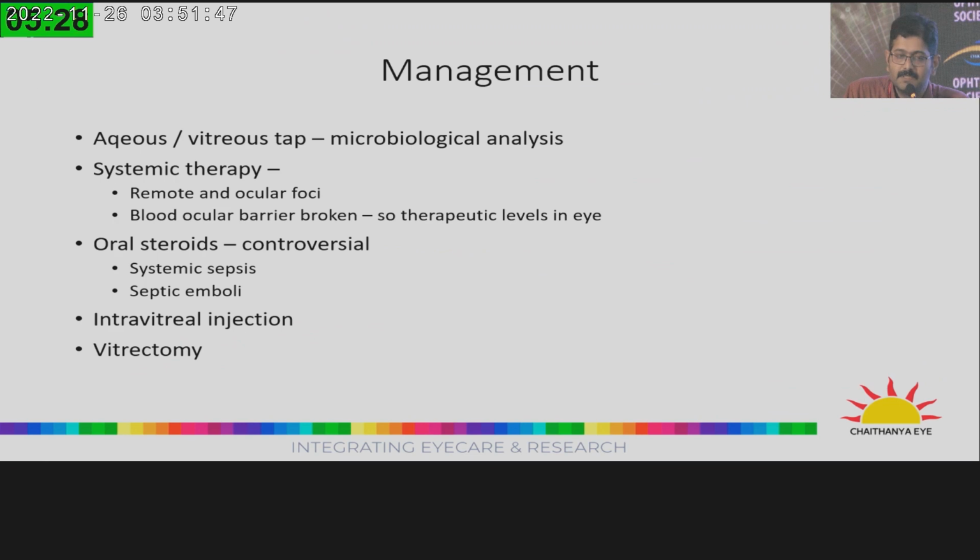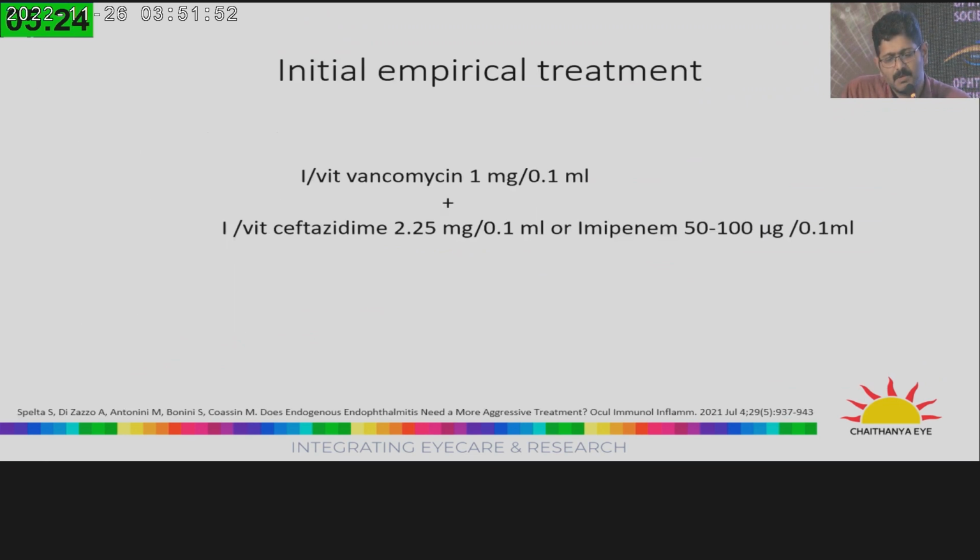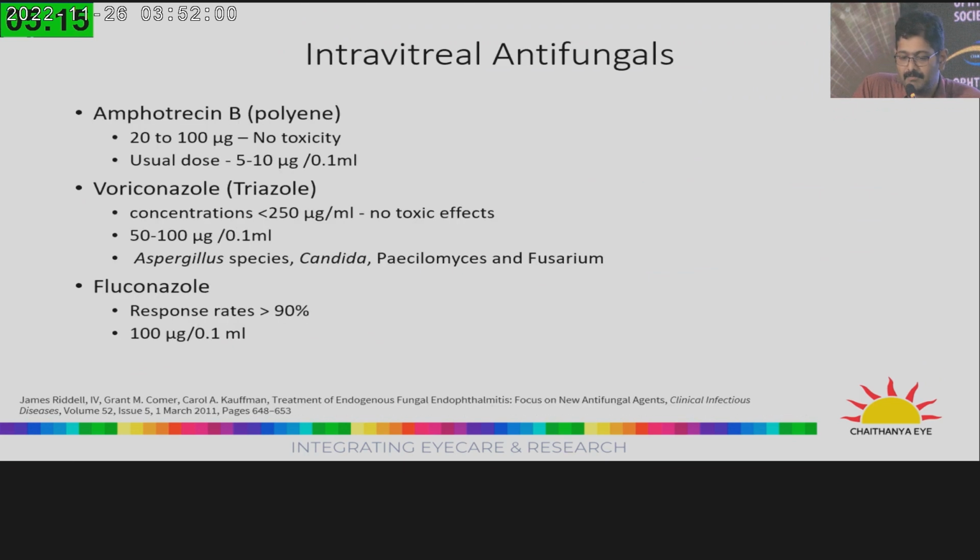So the treatment includes two options: intravitreal injections or vitrectomy. Now, usually suspecting a bacterial infection, we treat with intravitreal vancomycin or ceftazidime, or imipenem. The intravitreal antifungals, let's talk about them in detail. So we have the polyenes like amphotericin B, in which studies have shown that about 20 to 100 micrograms have shown no toxicity, but the usual dose that we give is about 5 to 10 micrograms per 0.1 ml.